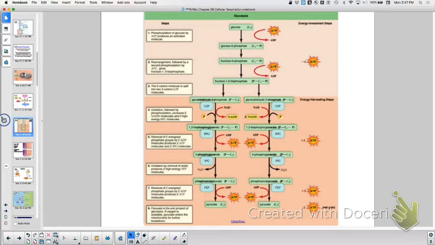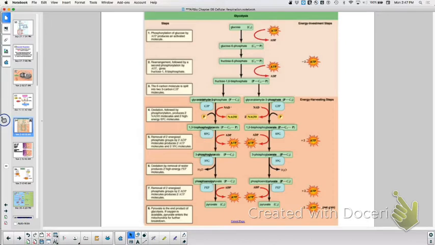Substrate level phosphorylation. Where do we do that? We do that in glycolysis. Good job. Where else do we do that? Krebs cycle. Good job. Remember when we make NATP in the Krebs cycle? That's substrate level phosphorylation. What's the third one?